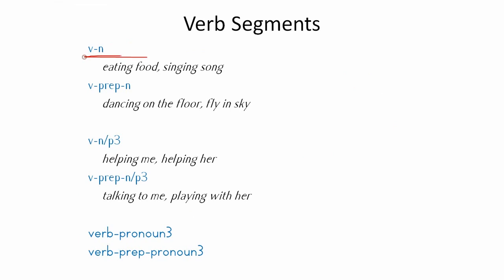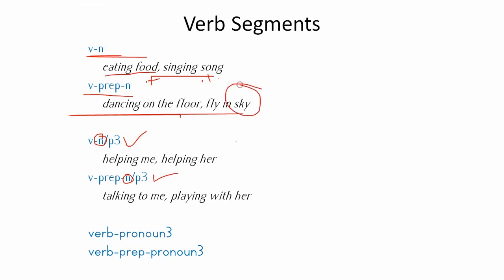సో కన్సిడరింగ్ ద సేమ్ ఎగ్జాంపుల్స్ అస్ వర్బ్ నౌన్ అండ్ వర్బ్ ప్రిపోజిషన్ నౌన్, యూ క్యాన్ గెట్ సంథింగ్ లైక్ దిస్. దట్ ఇన్స్టెడ్ ఆఫ్ నౌన్ ఒక ప్రొనౌన్ త్రీ రావచ్చు. ఆ నౌన్ బదులు ఒక ప్రొనౌన్ త్రీ రావచ్చు, లైక్ ఈటింగ్ ఫుడ్, ఈటింగ్ ఇట్, సింగింగ్ ఇట్, డాన్సింగ్ ఆన్ ఇట్, ఫ్లయింగ్ ఇన్ ద స్కై. యూ కెన్ రిప్లేస్ ఇట్ విత్ సంథింగ్ ఎల్స్.